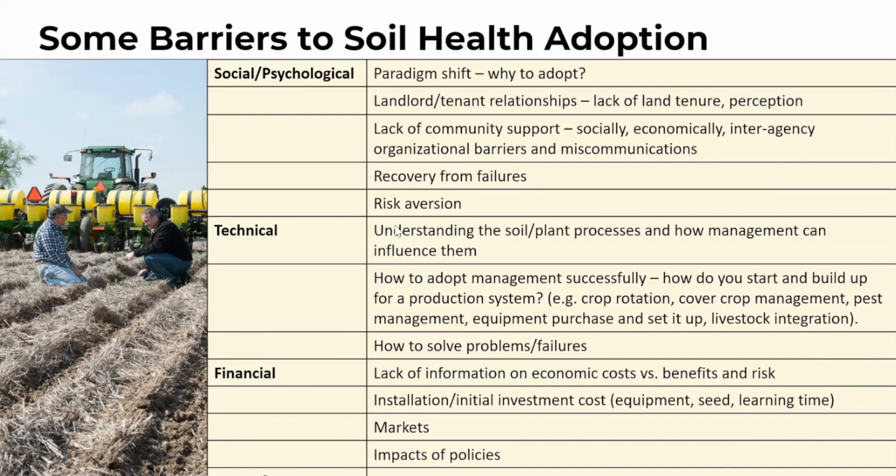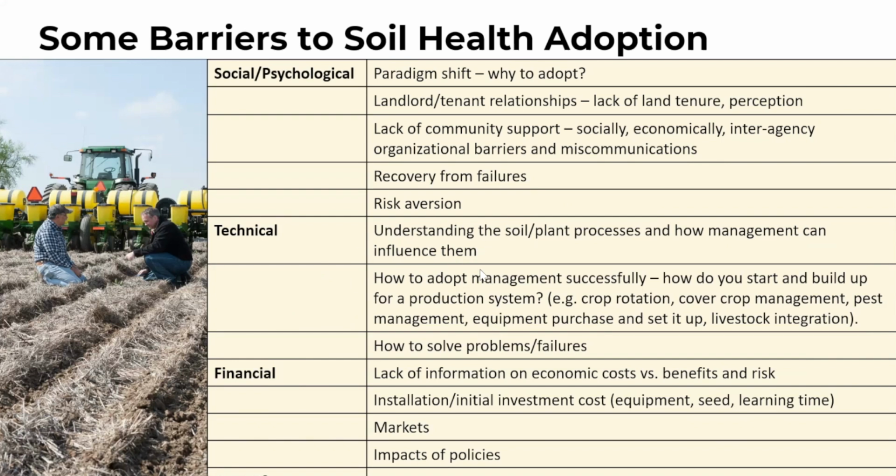Risk aversion is very real, right? It can be risky. You plant a cover crop and it rains all spring and you plan to till it under and now you can't. Okay, now what do you do with it? If you have the option to go in and herbicide it, that's one way that you can handle it, but it can be tricky.